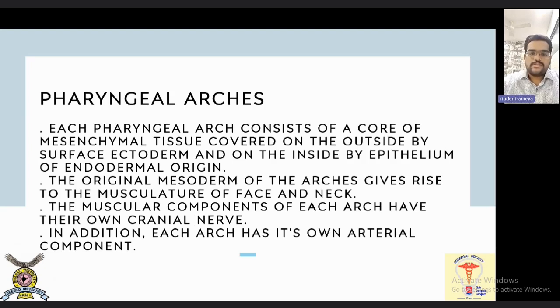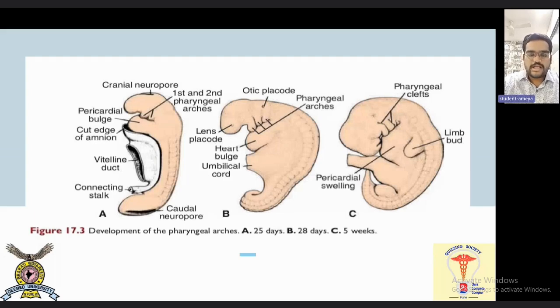Each pharyngeal arch is basically nothing but a mesenchyme on the outside and the epithelium on the inside by the surface ectoderm. The muscular component of each arch will have its own cranial nerve. Also, an arterial supply will be present, which is a unique arterial supply for that arch. This is the development of pharyngeal arches going from the leftmost image to the rightmost image. The leftmost image is at 25 days intrauterine, the middle one is at 28 days intrauterine, and the rightmost is at 5 weeks intrauterine.